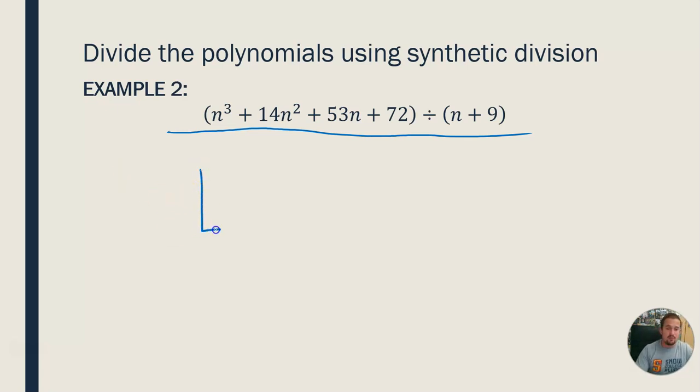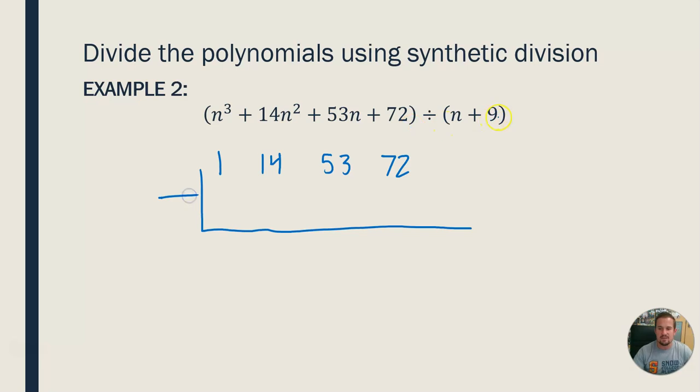So now let's solve this. Let's divide these two polynomials using synthetic division. So I'm going to go ahead and write down the coefficients for each of these terms, 1, 14, 53, and 72. And then in order to get what number goes out here, I'm going to set n plus 9, which is my divisor, equal to 0. Subtract 9 on both sides to get n by itself, which gives me n equals negative 9. So that's what's going to go out here.